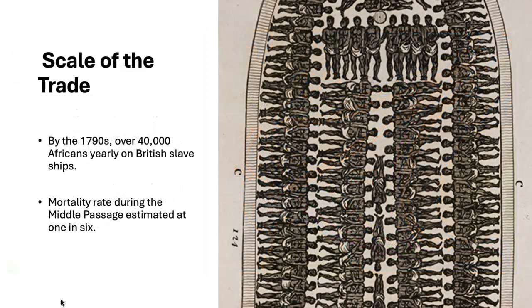By the 1700s, more than 40,000 Africans annually were being packed into British slave ships. The mortality rate for these people during the horrific Middle Passage has been estimated at 1 in 6. A third died within 3 years of disembarking in the West Indies, often from tropical diseases or the mistreatment and sexual abuse meted out to them on the plantations.